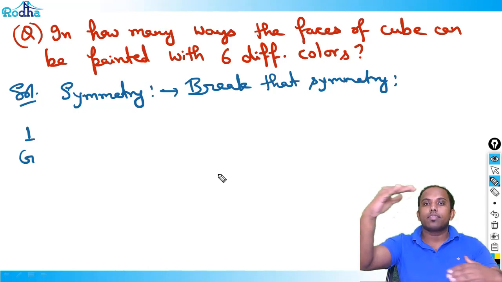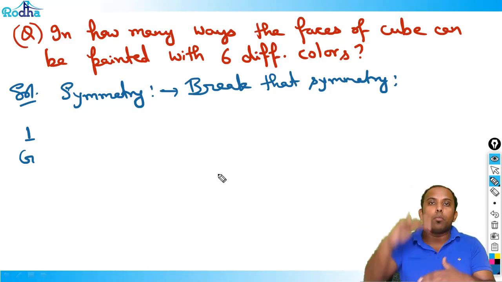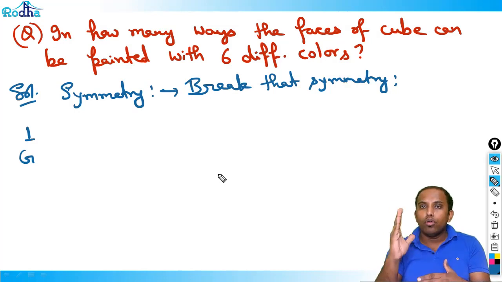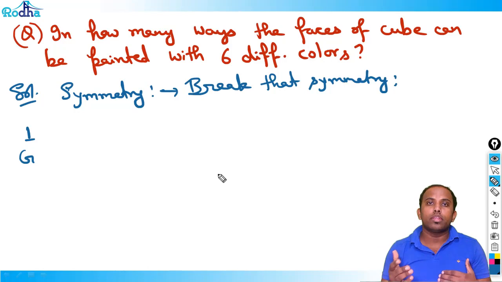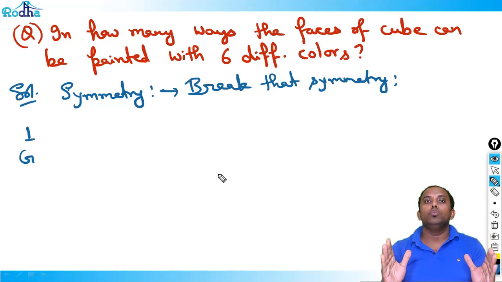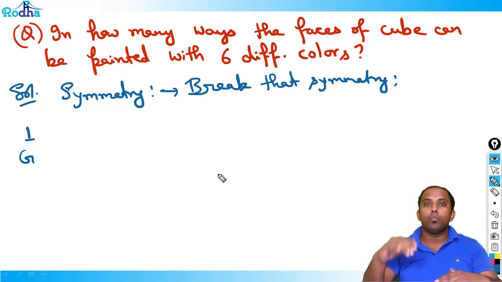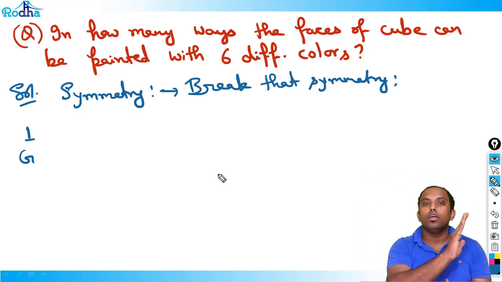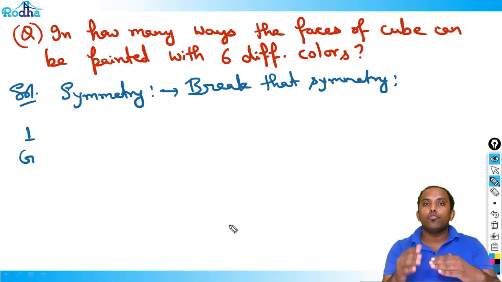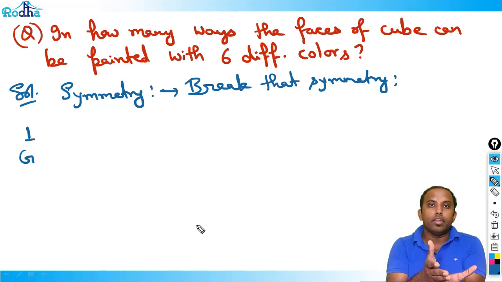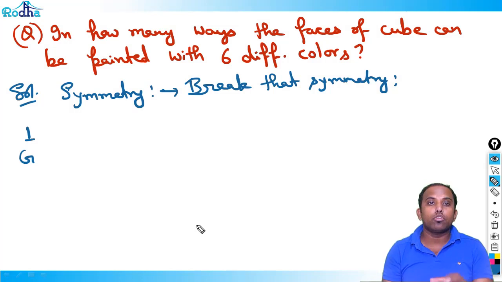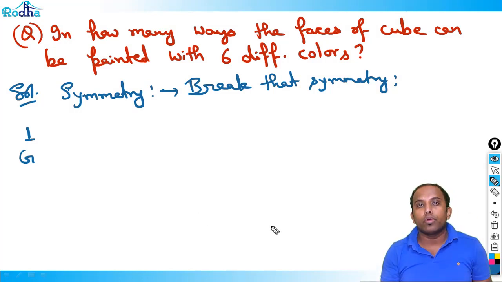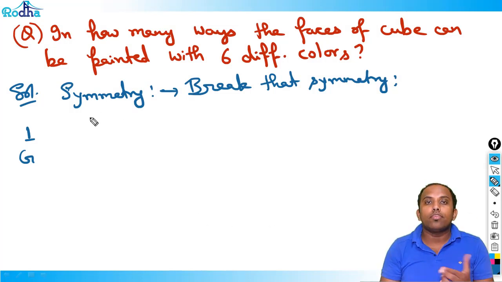Now if the cube stands like this, there's a top face and a bottom face, and these four faces of the cube are in circular arrangement. So this is top, this is bottom, and these four are a circular arrangement. Suppose the bottom face I paint green, then its opposite face I can paint in five ways, because out of six colors I've used one color here.